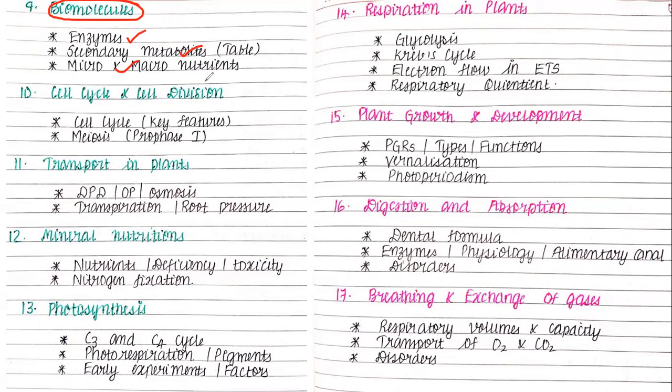That's my opinion, because last year they asked you about basic amino acid. And for secondary metabolites, a single table is there: Table number 9.3 on page number 146. Okay, macro and micronutrients. Next is the cell cycle and cell division.